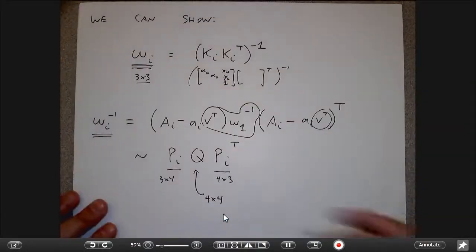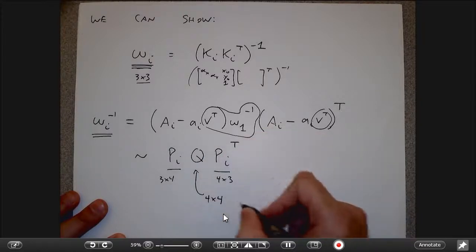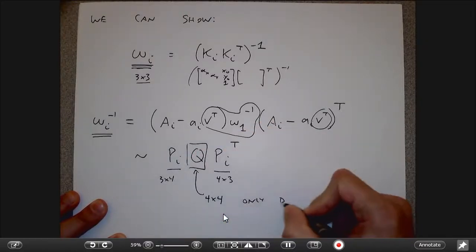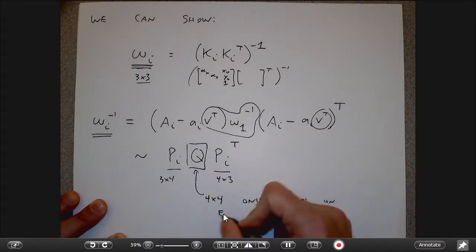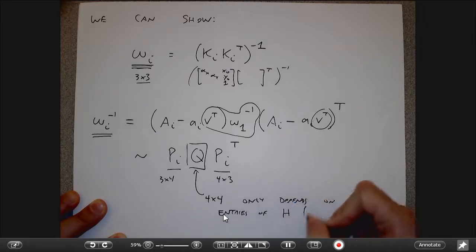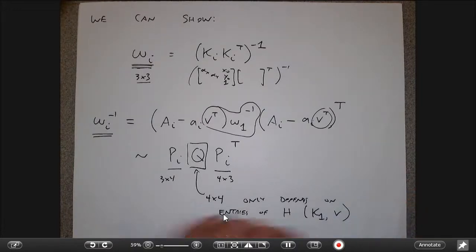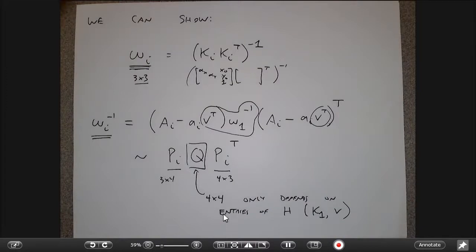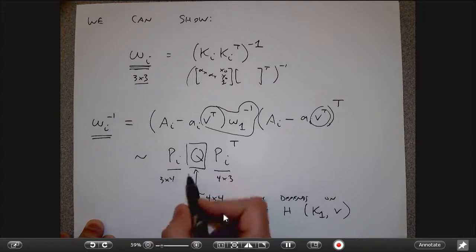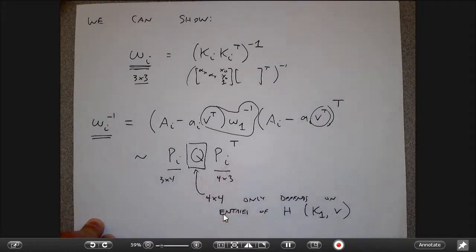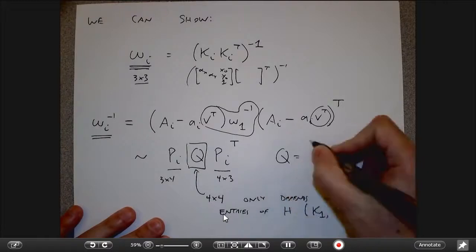And so the idea is that all of the stuff in Q only depends on entries of H, which in turn involve K1 and this unknown vector V. So getting from here to here is a homework problem of why this is true. And it's not hard to show, actually, once you start to work your way backwards. The form of Q is given in the book. I'm not going to write it down, but it's explicit. Well, I guess I will write it down right now. So the form of Q is this.